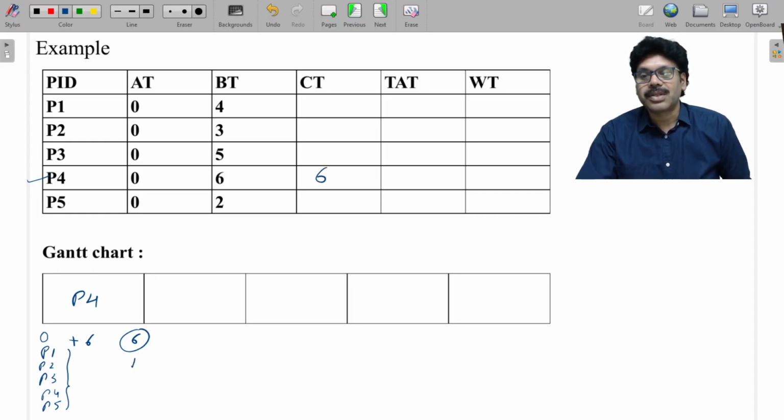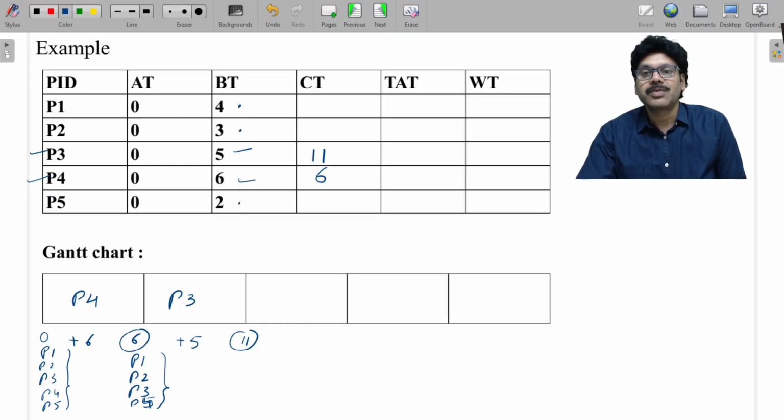Then the rest of the processes are P1, P2, P3 and P5, since P4 is already completed. Among them, which has the longest burst time? P3. So P3 is executed for 5 units of time, and by 11 it is completed. Then among the rest, P1 has the longest burst time. So P1 is executed for 4 units of time, and by 15 it is completed.